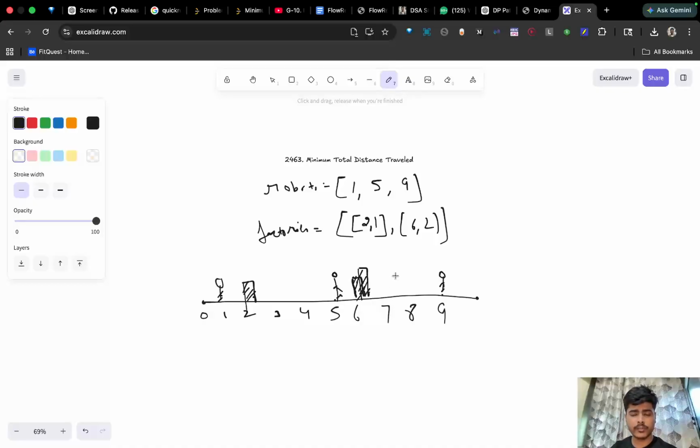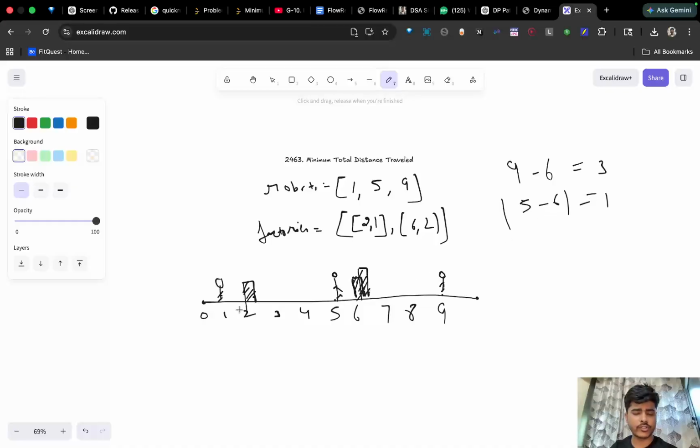So now the minimum distance these three robots need to travel to get fixed at factories will be: the robot at position number 9 needs to travel to the nearest factory, that is at position number 6, to get fixed. So the answer is going to be 9 minus 6 equals 3. The robot at position number 5 needs to travel to the factory at position number 6, so the answer for 5 is going to be |5 minus 6| equals 1.